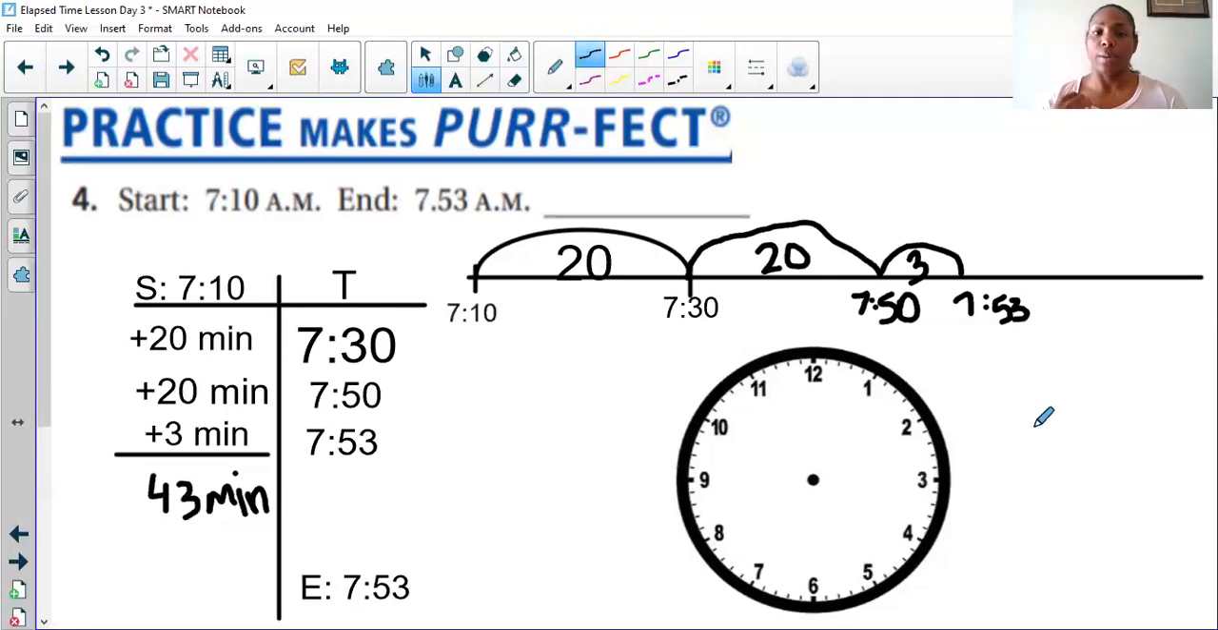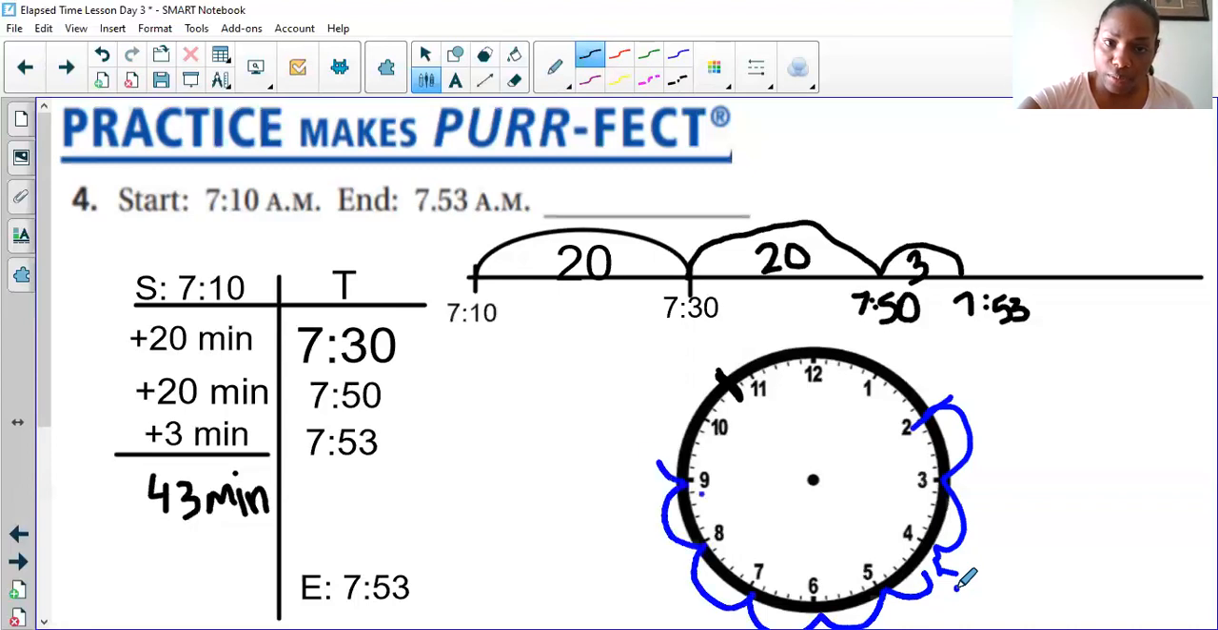Now, what if I decide to use a clock? There's nothing wrong with using a clock. I know I would need to start at 7:10, so right here, I'm going to mark 7:10. And I know I need to end at 7:53. That's the 53-minute mark right there. So I'm going to do my jumps, and I'm going to count by fives. 5, 10, 15, 20, 25, 30, 35, 40, 45.